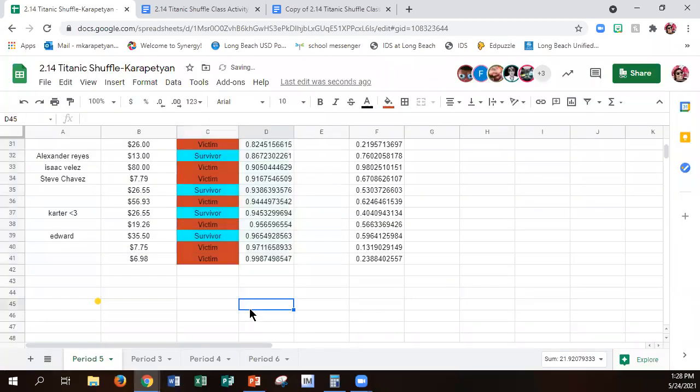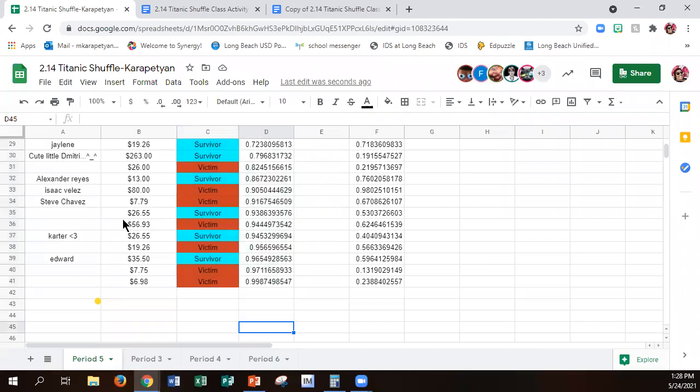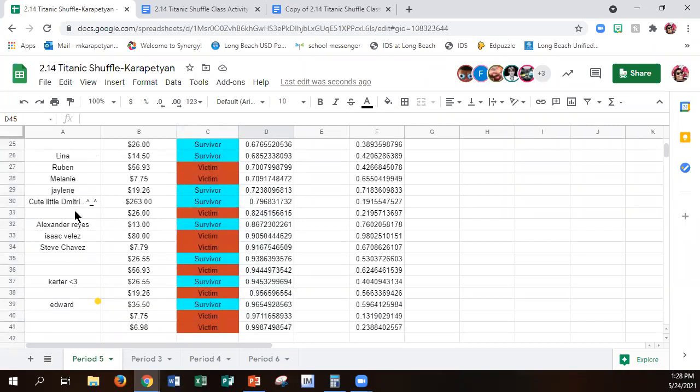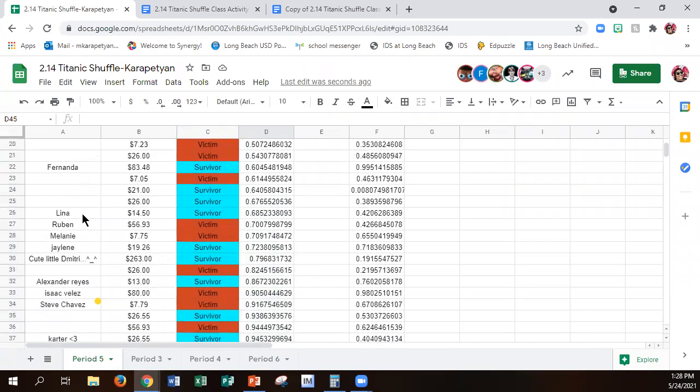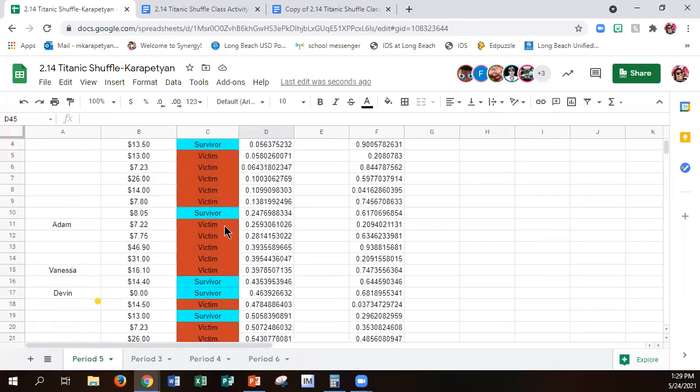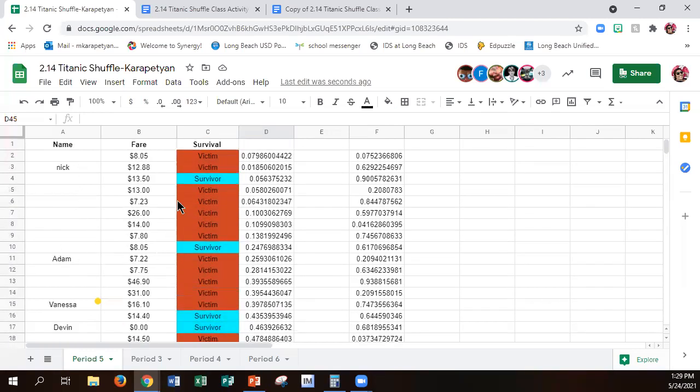There we go. So let's see where the survivors ended up. Edward survived, still a survivor. Carter, still a survivor. A no-name person survived. Stephen, Isaac, sorry guys, you died. Alex survived. Oh, looky, little cute Dimitri survived. Jaylene survived. Lena, congratulations, Lena. A few no-name people. Fernanda. No name. Devin's a survivor. All right. And then let's see up here. Okay, a bunch of no-name people.